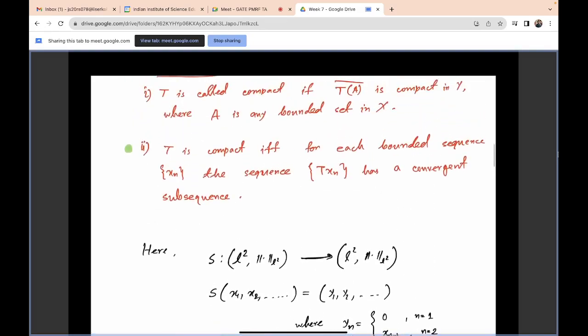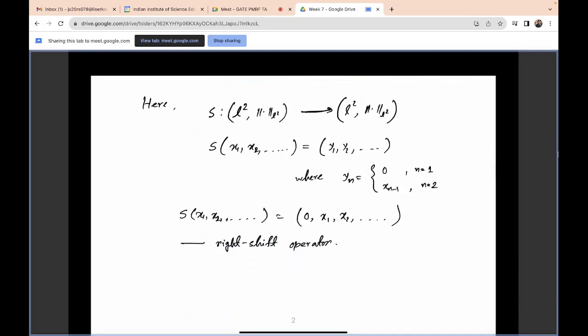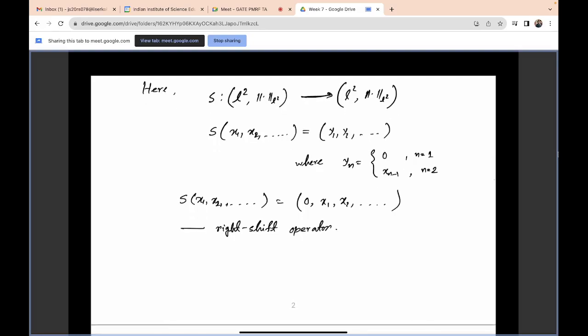So we'll use the last characterization. You have to find a bounded sequence such that S of that sequence has a convergent subsequence or not. So we'll show that S is not a compact operator. Claim: S is not a compact operator. That means you have to find a bounded sequence so that S of En does not have any convergent subsequence.